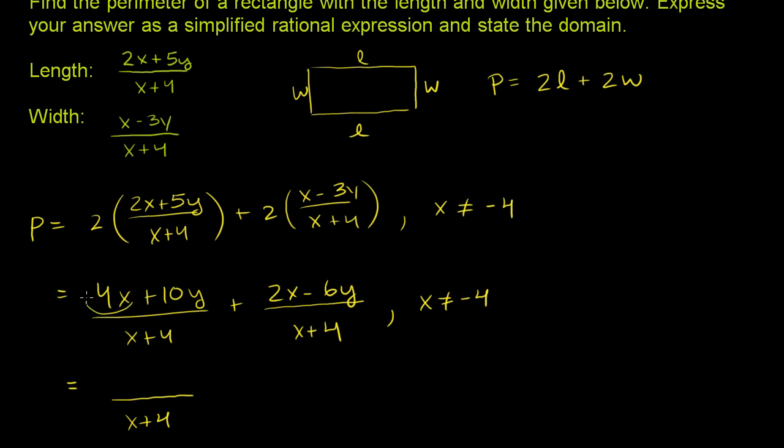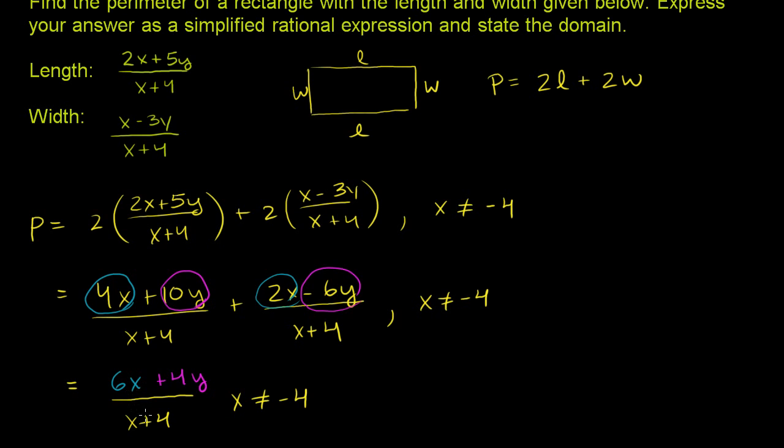So we're going to have the 4x being added to the 2x. So that is going to be equal to 6x. And then we have the 10y being added to a negative 6y, or 6y being subtracted from 10y, depending how you want to view it. So that is plus 4y. And of course, we're still constraining our domain. X cannot be equal to negative 4.